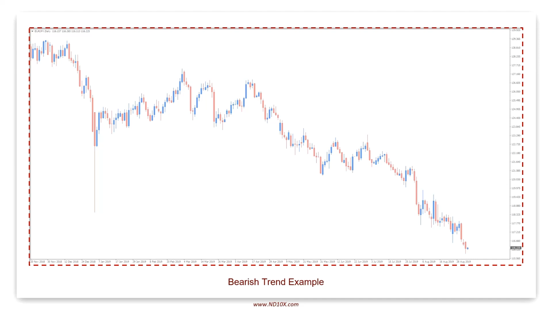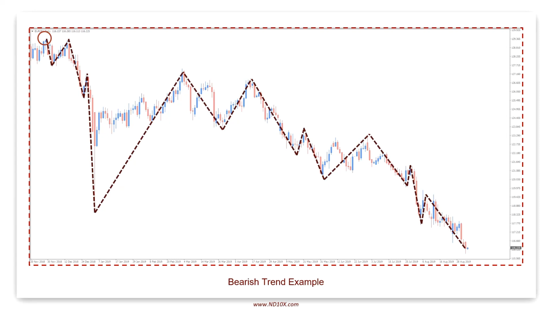Okay, now if we look at this Euro-Yen chart, we can see its price is moving downwards, but we always want to start from some significant turning point, or at least some high point in this case. So if we use the high as our starting point and connect the swing points in the market, we can see more lower lows and lower highs being made. So it's clear that this is a bearish trend.